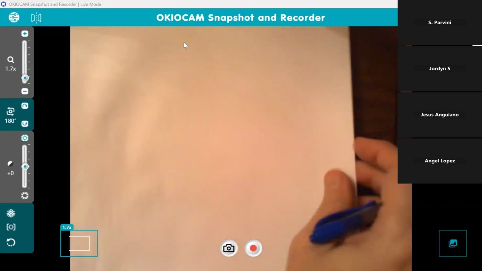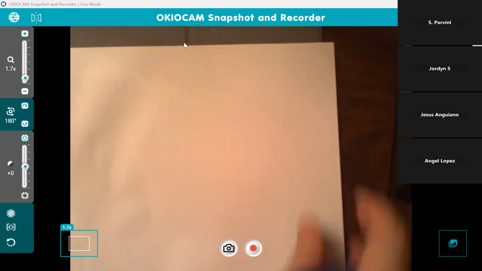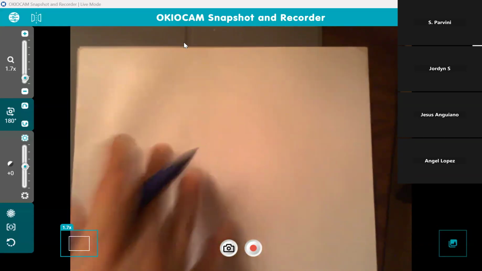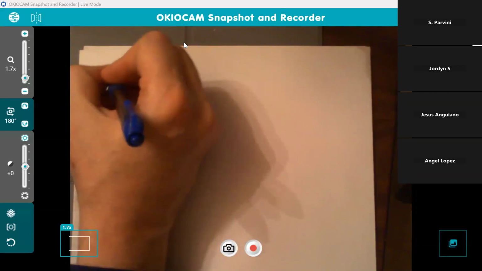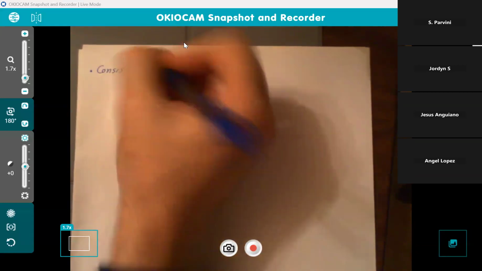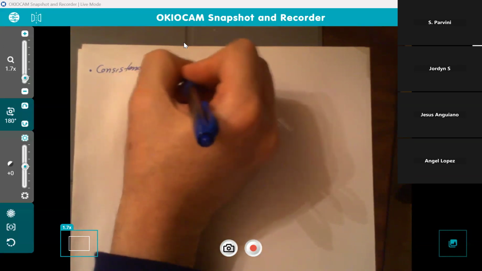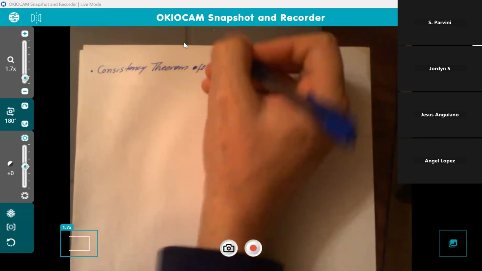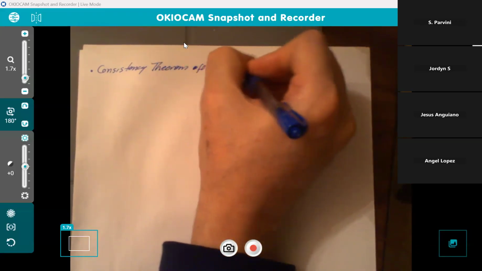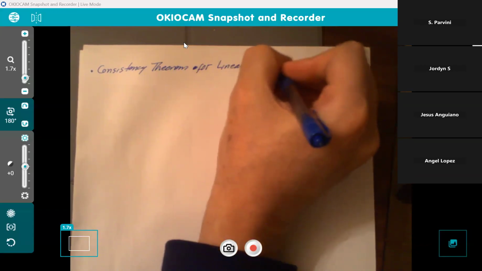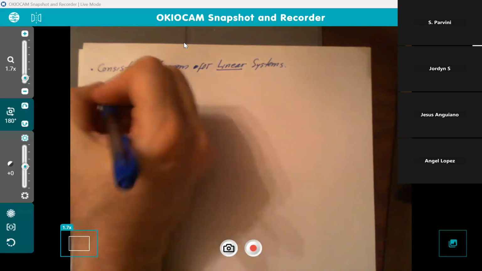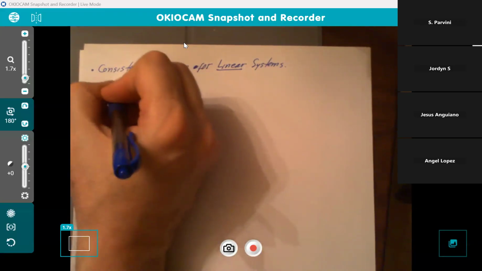Now, there is a consistency theorem for linear systems. Let's talk about this one. I'm just going to write it as that: Consistency theorem for linear systems. That's what we're doing primarily in this course, linear systems. It means each equation is going to be a first degree equation. Now, the form of AX.